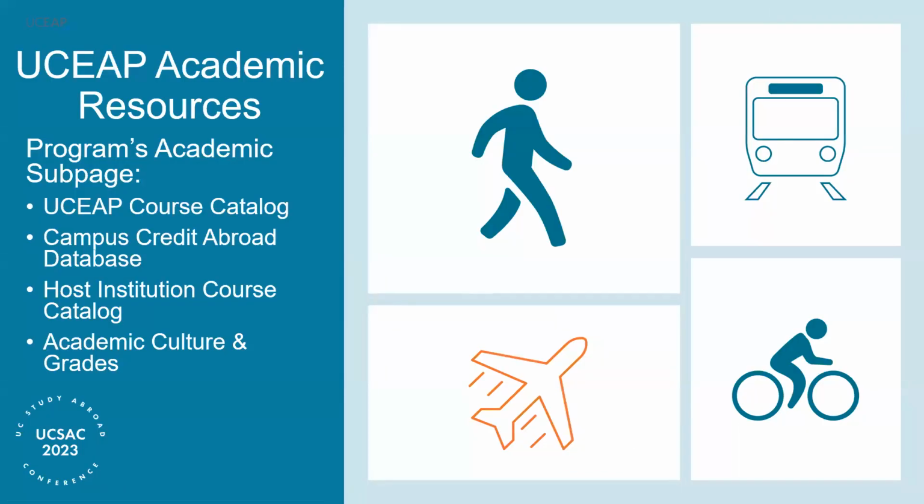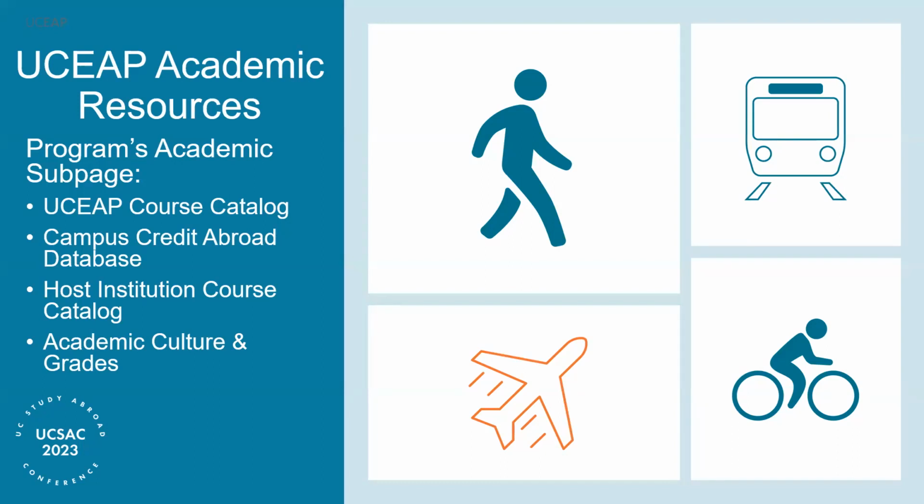Thanks, Eric. So during the application phase, there are several resources that students and advisors can access in order to learn more about the academic offerings available at each program. These resources include the UCEAP course catalog, the Campus Credit Abroad database, the host institution course catalog, and the academic culture section and grading timeline, all of which can be found on the academic subpage for each individual program.